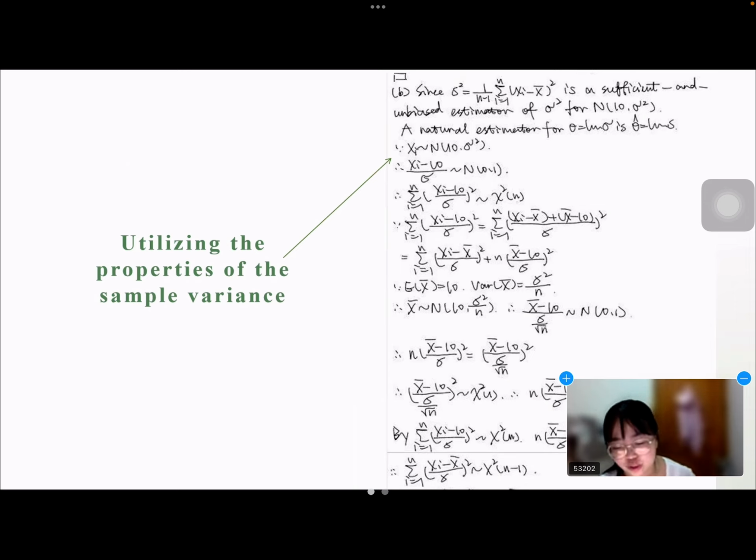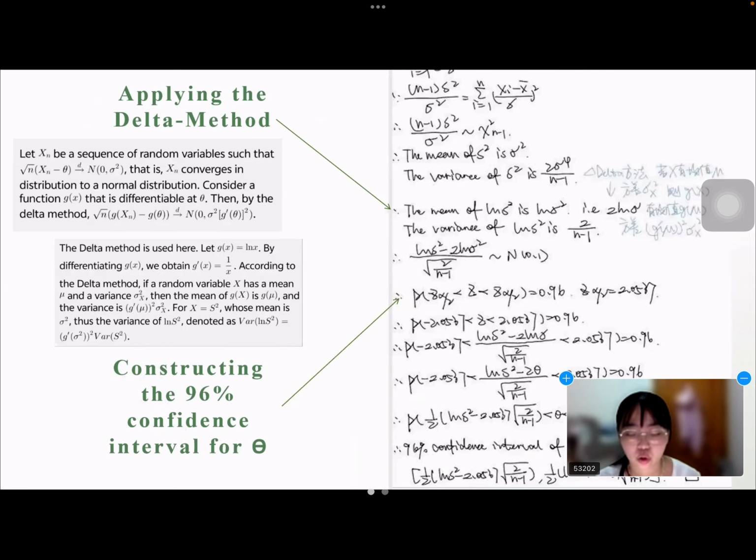normal distribution to the standard normal distribution, and we use the relationship between the normal distribution and the chi-square distribution to get the distribution of x bar and to get the mean and variance of x bar. And after that, we can also find the mean and the variance of s squared.